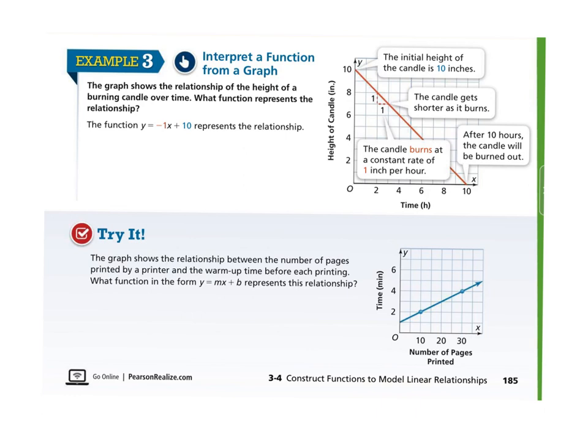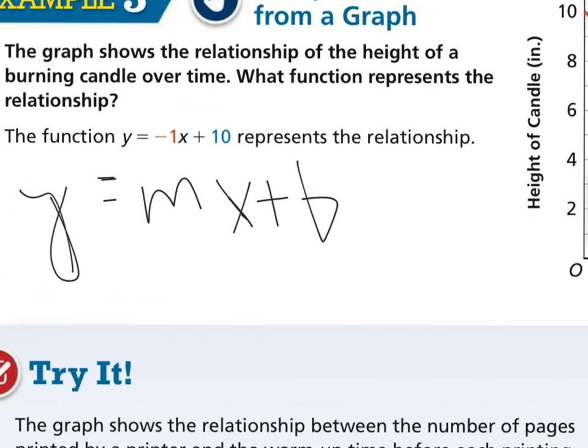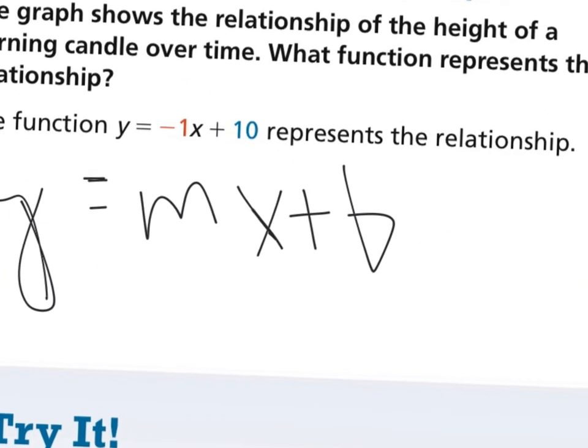Example 3, graph shows the relationship of the height of a burning candle over time. What function represents the relationship? So if we think about our slope-intercept equation, we've got y equals mx plus b. What would be our slope in this equation? Negative 1. What would be our y-intercept? 10. Okay. Now, like we were talking about on that last problem, they didn't ask us to do it yet.